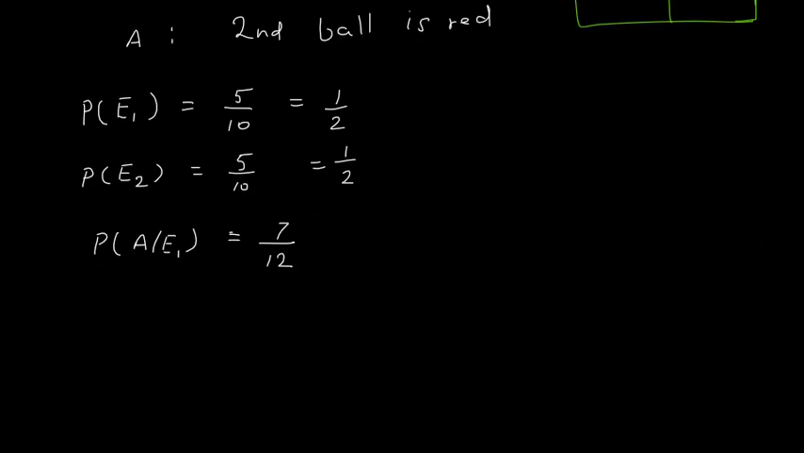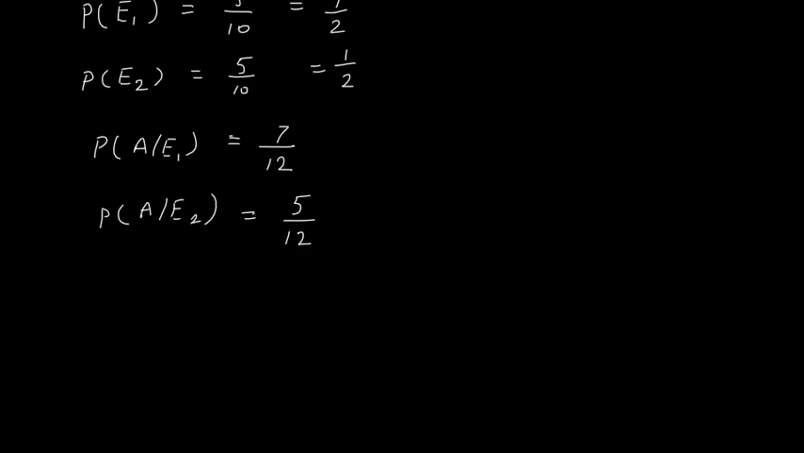And probability of A given E2, that means first ball drawn is black and then I am drawing a red ball. So, now I have 5 red balls only, because I have put 2 black balls, my total number of balls will become 12, but the number of red balls will be 5 only. So, it is 5 divided by 12. And I have to find probability of A, that is the second ball is red.